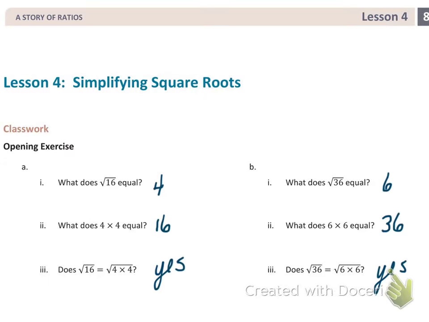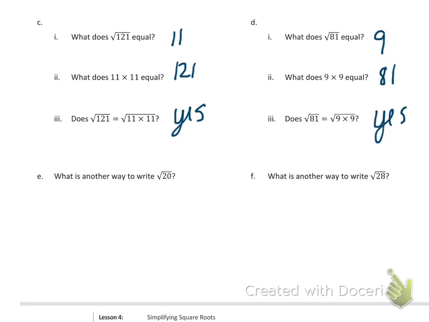So what would be another way to write the square root of 20? Well, if we can write the square root of 81 as the square root of 9 times 9, I could write the square root of 20 as the square root of 4 times 5. Okay? How could I write the square root of 28? I could write the square root of 28 is equal to the square root of 4 times 7. And there's other ways I could do that too.